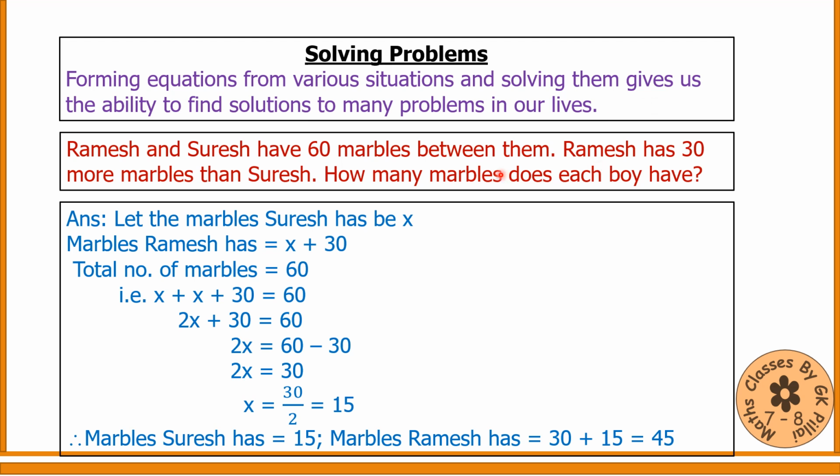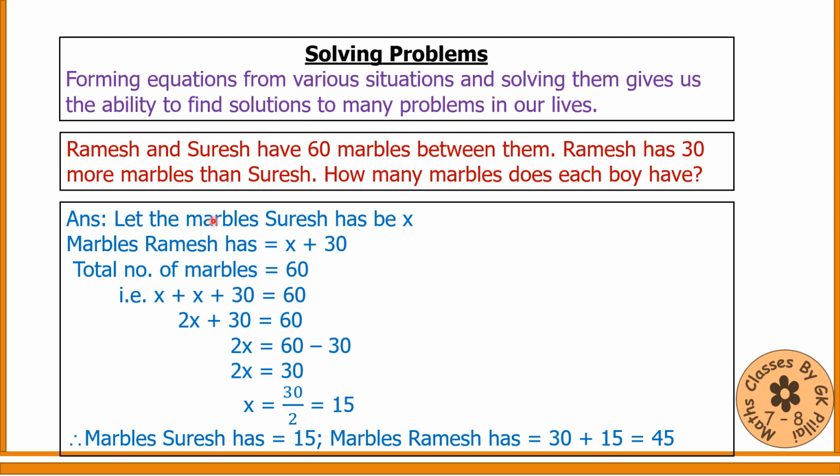Now the first sum. Ramesh and Suresh have 60 marbles with them. Ramesh has 30 more marbles than Suresh. How many marbles does each boy have? In the textbook, they have used two variables. You can do this sum using two variables, two letter numbers, or one letter number, the way I have done here.